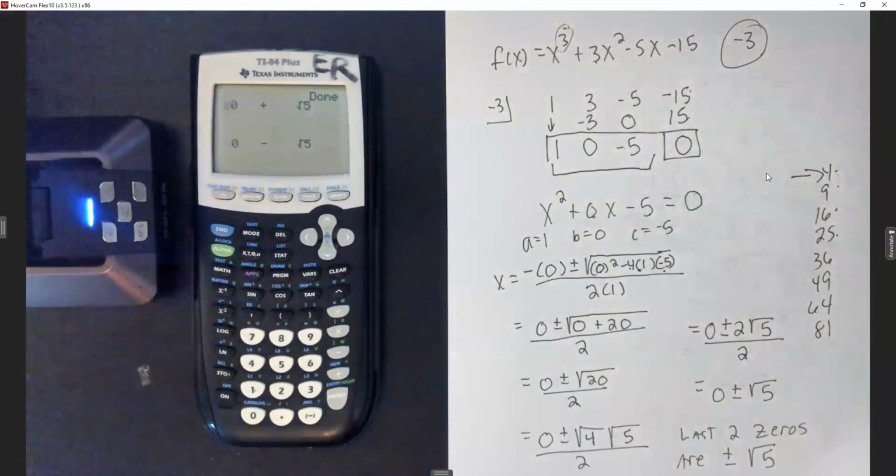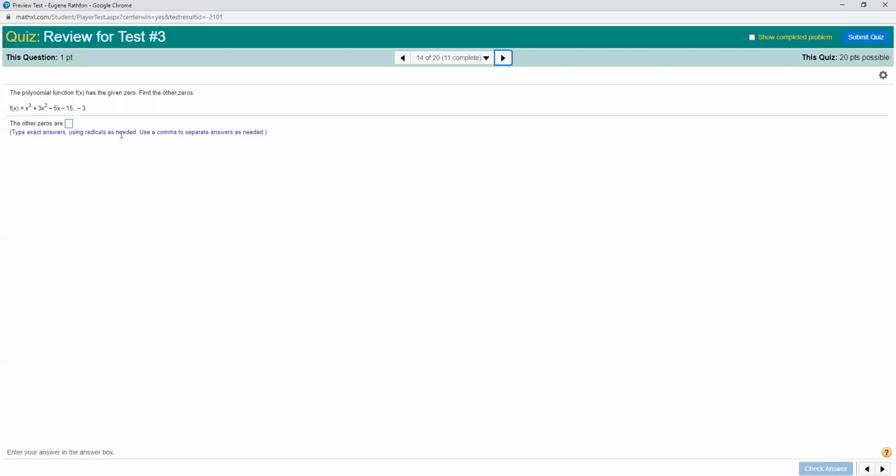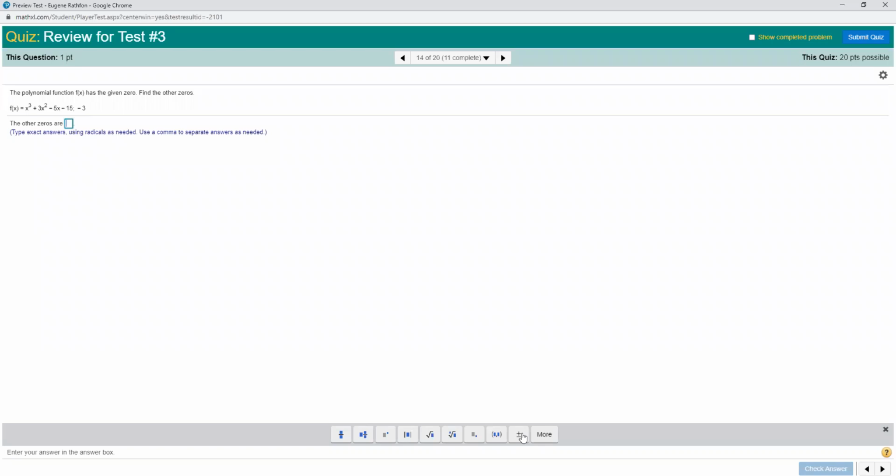All right, so let me go put that one in. So I tell you on that one, I would probably just use this little plus or minus button down here, and then that square root, and then put in my 5. Remember, I don't have to put the -3 because they gave me that one. They just want the other zeros. And it says type exact answers. That's why I could not use the decimals. It tells me to use radicals, okay?